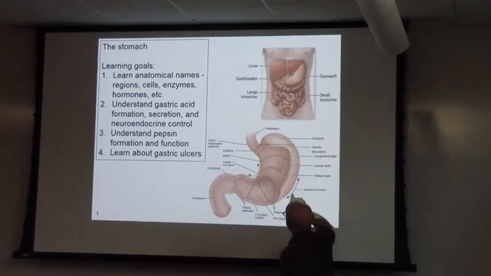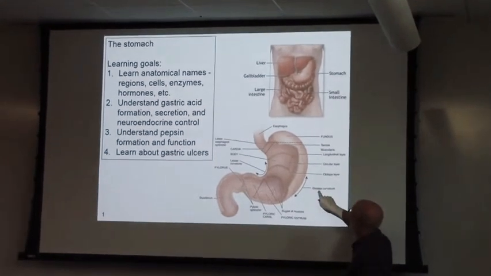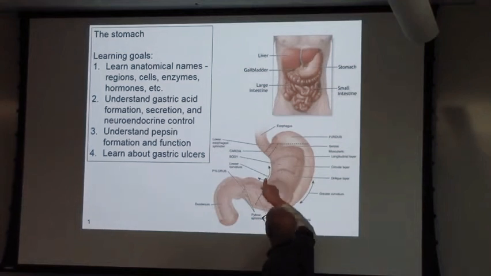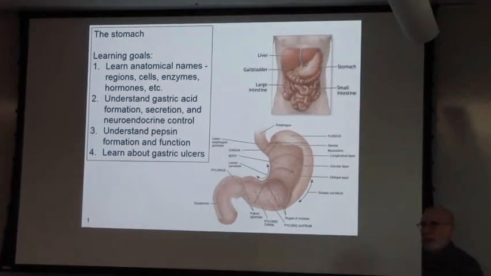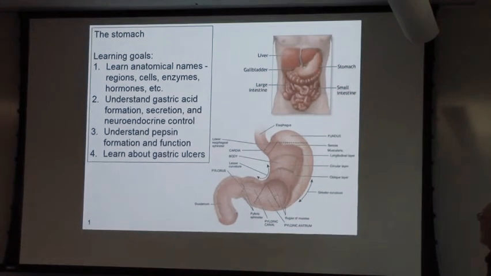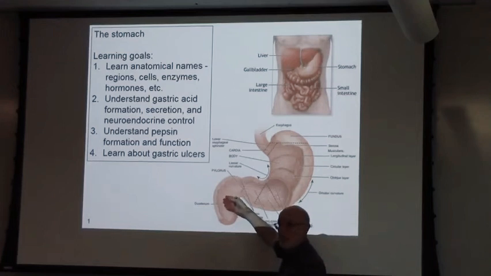The outside curvature of the stomach is called the greater curvature, and the inside curvature of the stomach is called the lesser curvature. So that's anatomical nomenclature. The output from the stomach into the small intestine is to a section of the small intestine called the duodenum.